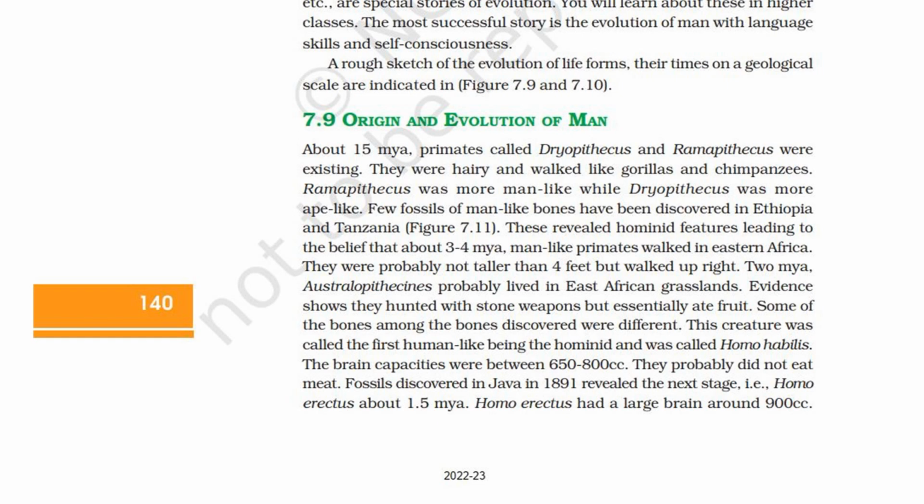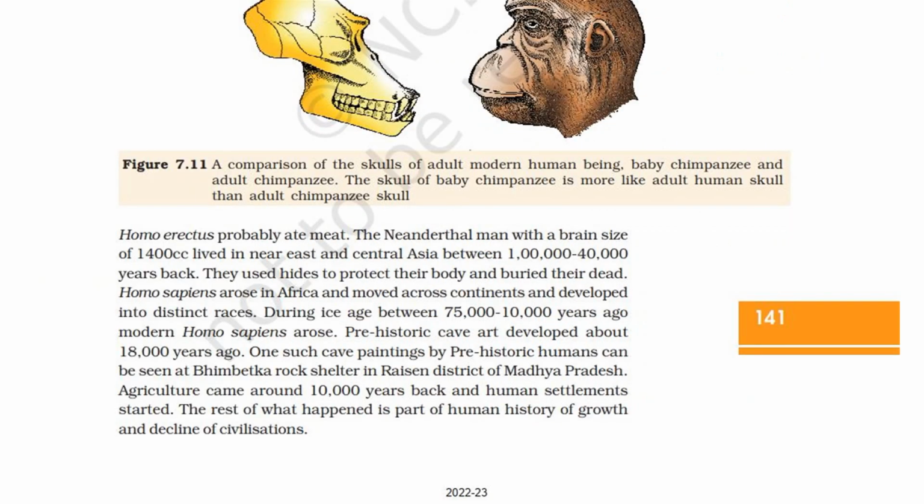Fossils discovered in Java in 1891 revealed the next stage, that is, Homo erectus about 1.5 million years ago. Homo erectus had a large brain around 900 cc. Homo erectus probably ate meat. The Neanderthal man with a brain size of 1400 cc lived in Near East and Central Asia between 100,000 to 40,000 years back. They used hides to protect their body and buried their dead.